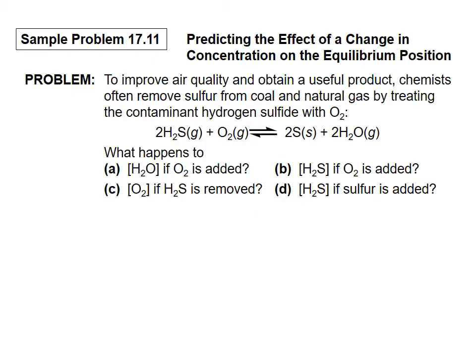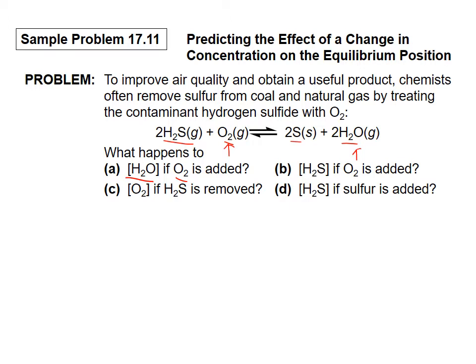Sample problem 17.11. This question is about a reaction between hydrogen sulfide and oxygen to make sulfur and water. The question is, A, what happens to water? Water is a product if oxygen, the reactant, is added to the system.